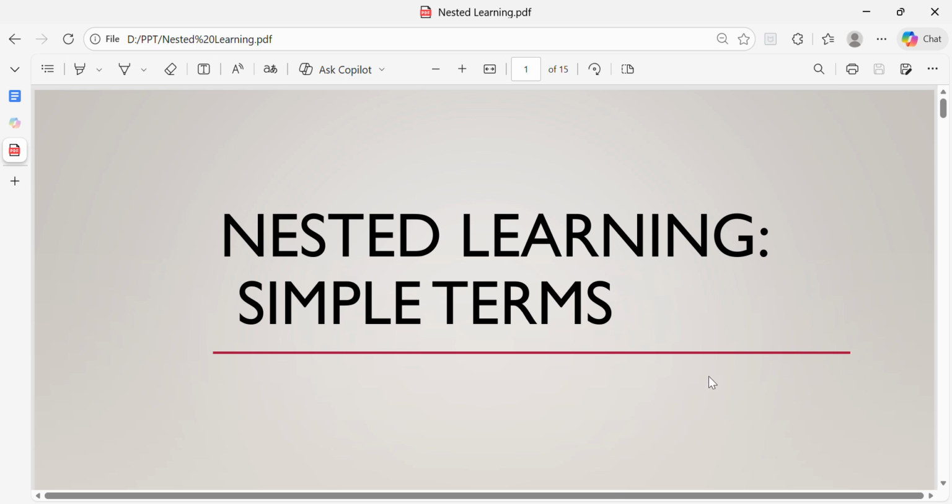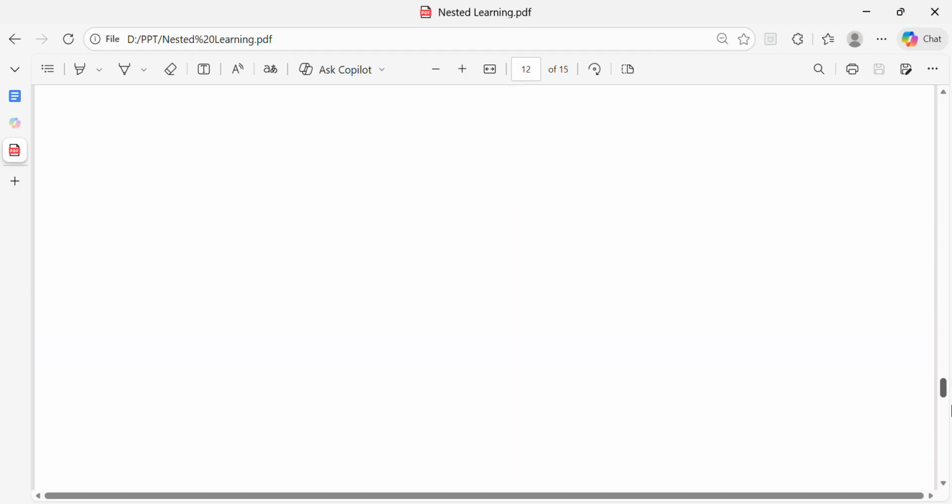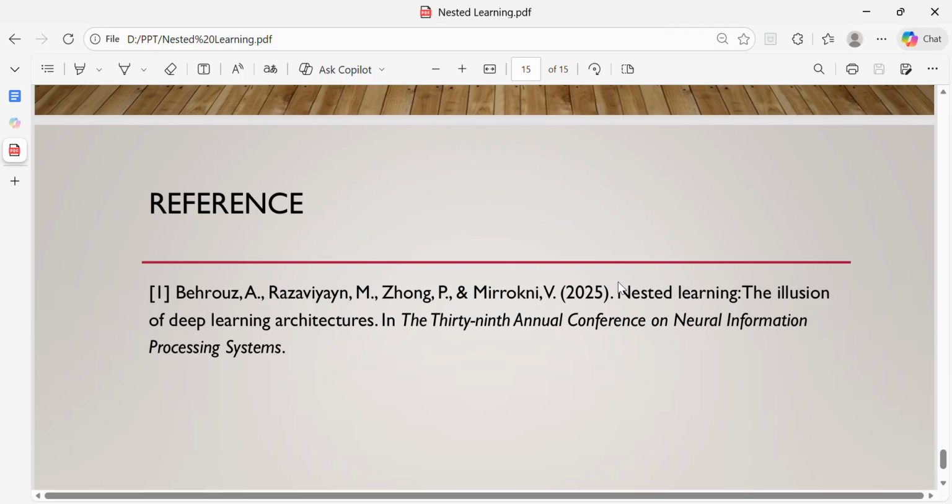Good morning, everyone. So, in this series, let us discuss nested learning in simple terms. Nested learning is a latest paper, just a month or so back, and the paper name is Nested Learning: The Illusion of Deep Learning Architecture. This is published in the Annual Conference on Neural Information Processing, and these are the four authors. They are all from Google Research.